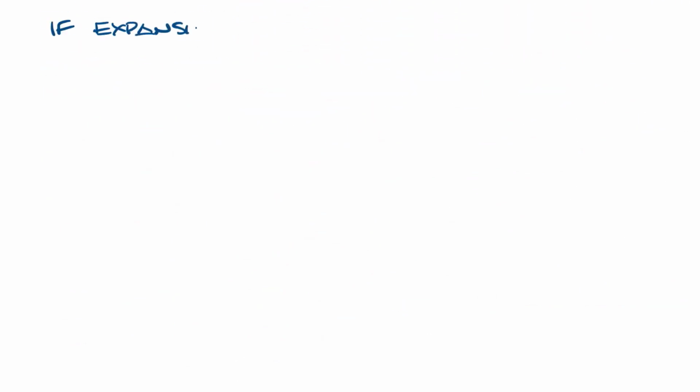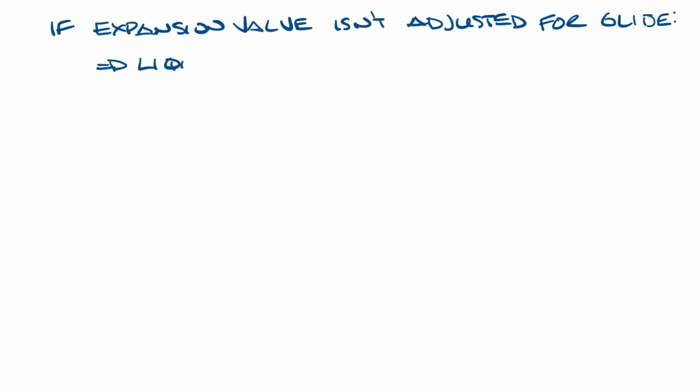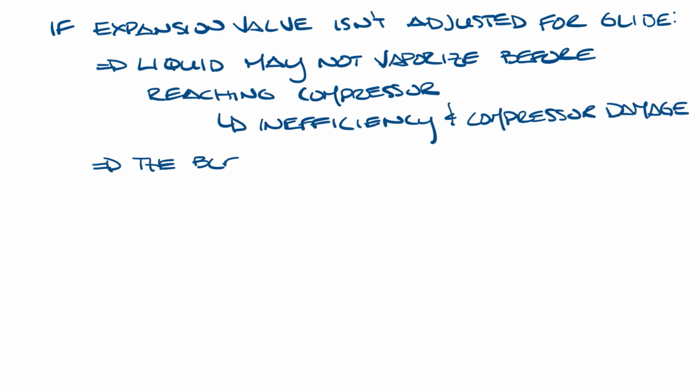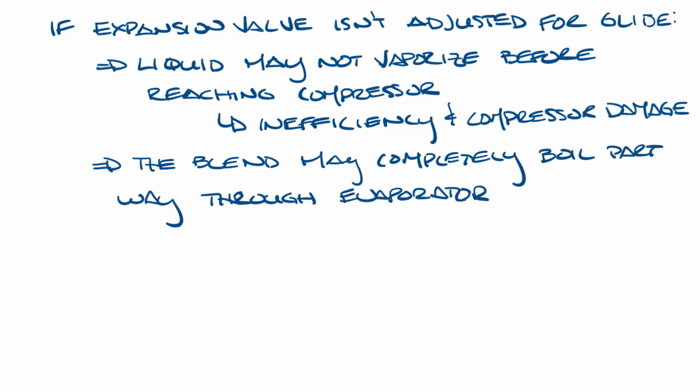If the expansion valve isn't adjusted for this glide, 2 things can happen. First of all, the liquid may not vaporize before reaching the compressor. This can cause inefficiency and lead to compressor damage. Secondly, the blend may completely boil partway through the evaporator. This will also lead to a loss of efficiency.